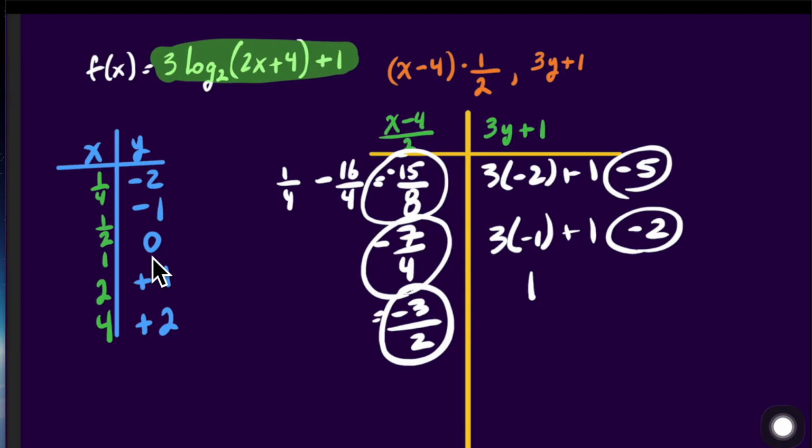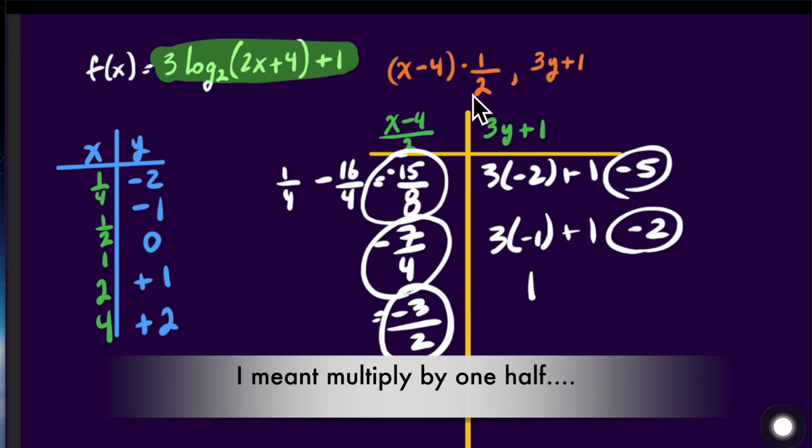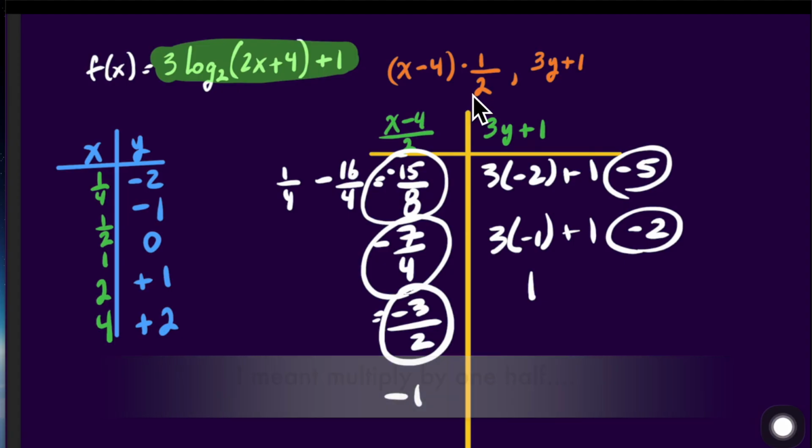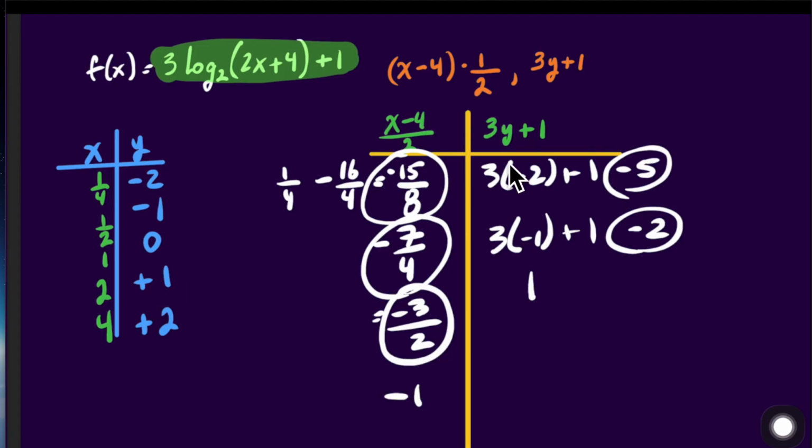Our next x value is going to be x equals 2 that we're plugging in. When we plug in 2 on the top, we have 2 minus 4 is negative 2. Divided by 1/2 will give us negative 1. When we take a y value of 1 and multiply it by 3 and add 1, we're going to get a 4. Next, we're going to take an x value of 4. 4 minus 4 is 0 over 2, which is 0. And we're going to take a y value of 2, plug it in. 3 times 2 is 6, plus 1 is 7.